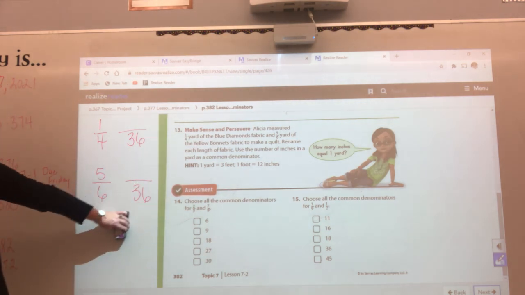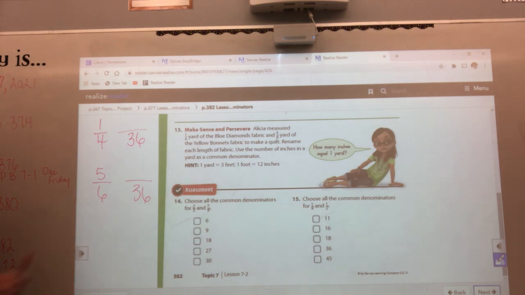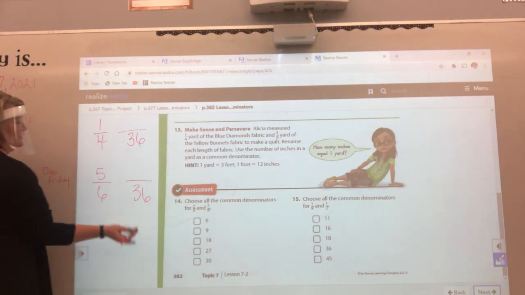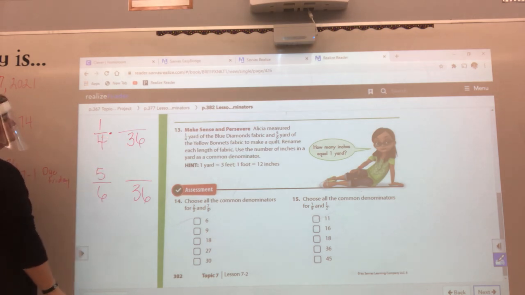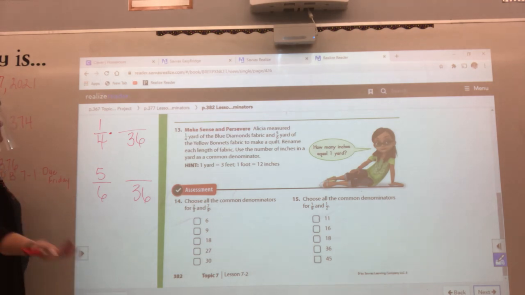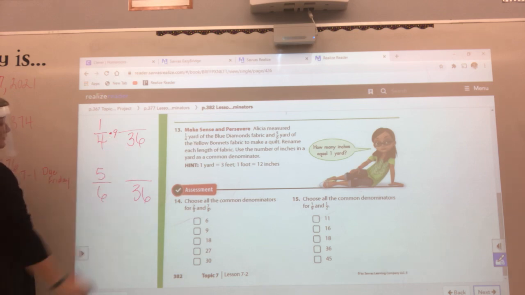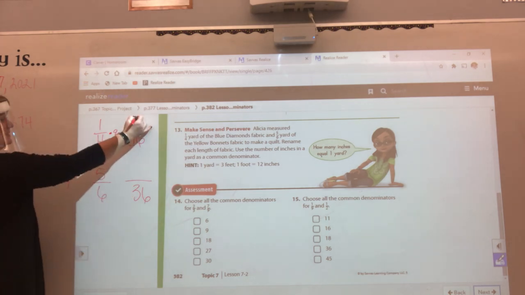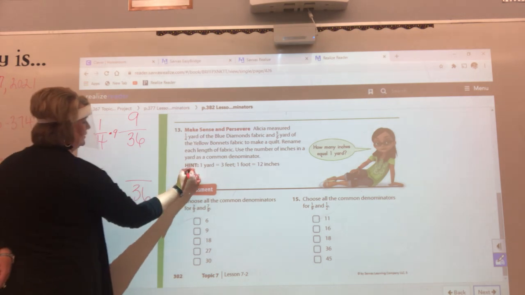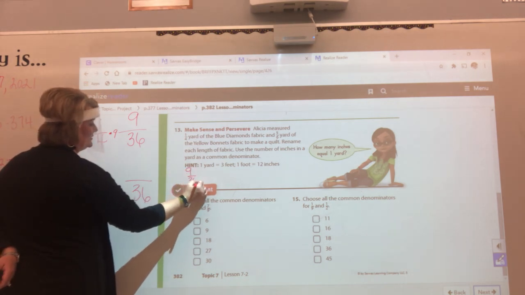Now we got to fill in our numerators. So on the top, how do we go from 4 to 36? What do we multiply by? Say it. 9. 4 times 9 is 36. So if you multiply the bottom times 9, finish my sentence. Got to multiply the top times 9. So what's 1 times 9, class? 9. There's your first answer. 9 over 36.